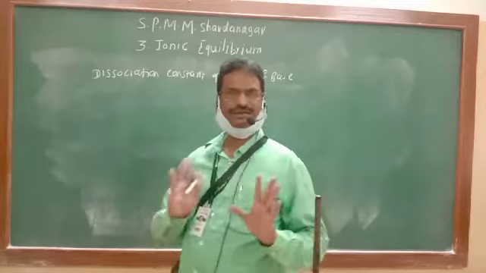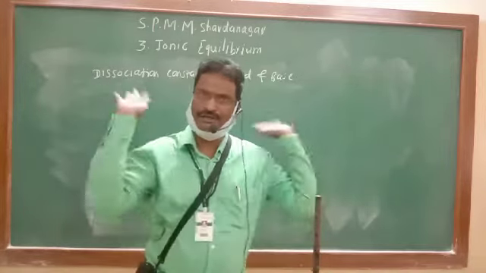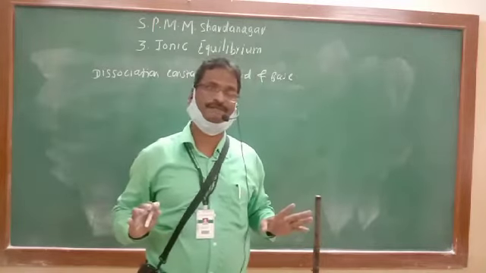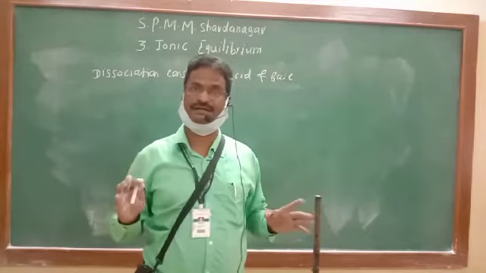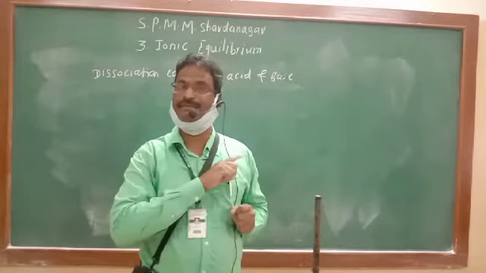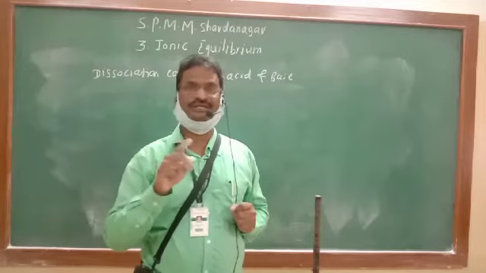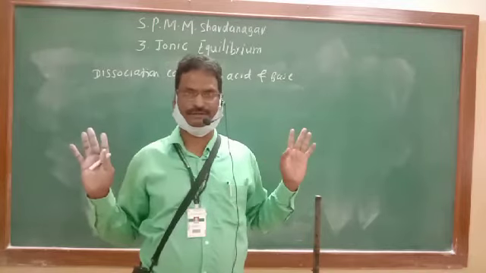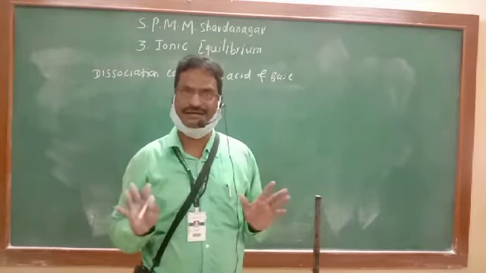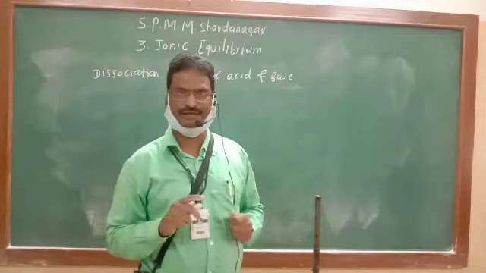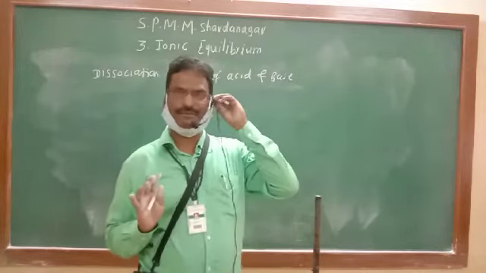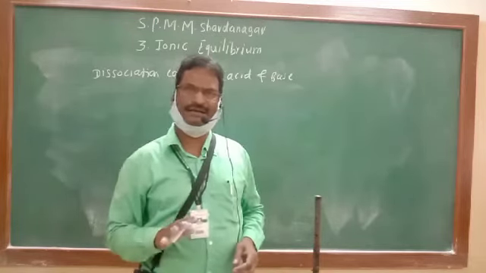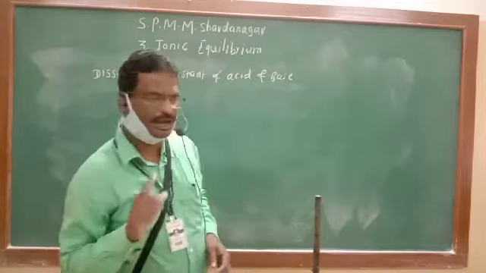So let us see how to calculate the dissociation constant of acid and base. Since strong acids and strong bases undergo complete dissociation, they undergo 100% dissociation. The degree of dissociation is 100%, irreversible. Equilibrium is absent. Therefore, dissociation constant for strong acid and strong base cannot be calculated. The law of mass action cannot be applied for strong electrolytes. It is only applicable for weak acid and weak base.